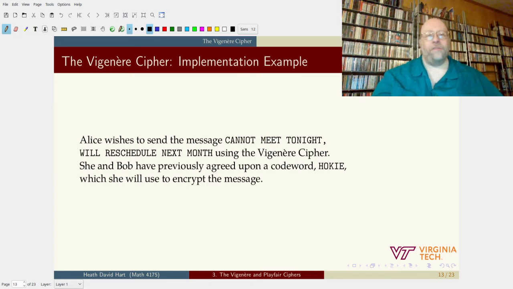So Alice wants to send this message: "Cannot meet tonight, will reschedule next month," using the Vigenere cipher. She and Bob have agreed upon a code word, and the code word they have chosen is HOKIE. And they're going to use this code word to encrypt the message.